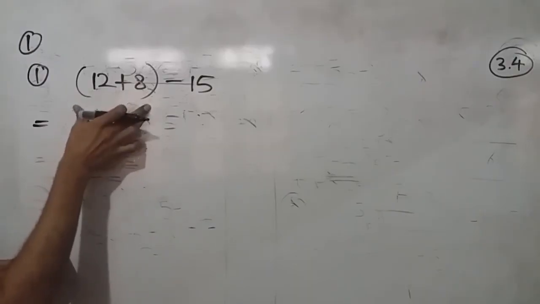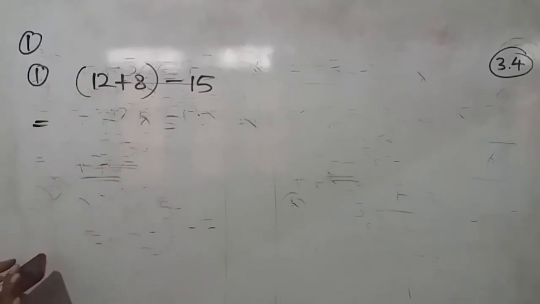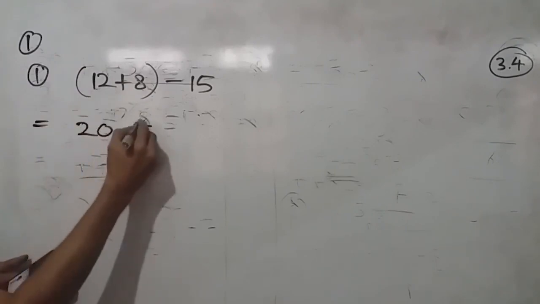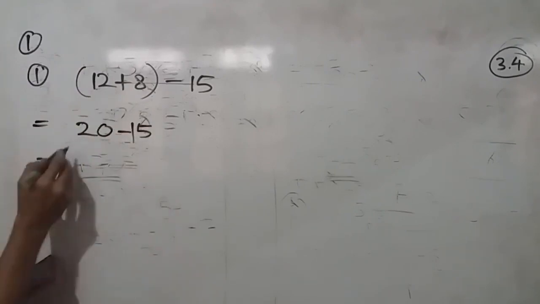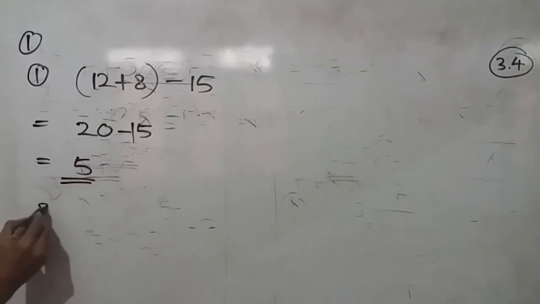So here we have to simplify what is inside the brackets. Whatever is in the brackets, we always do what is inside the brackets first, right? So 12 plus 8, that becomes what? 20. 20 minus 15. So here the answer is what? 5. Okay. Next question.